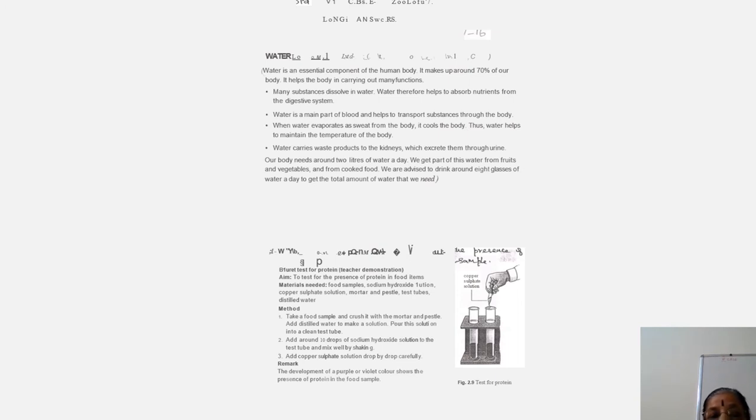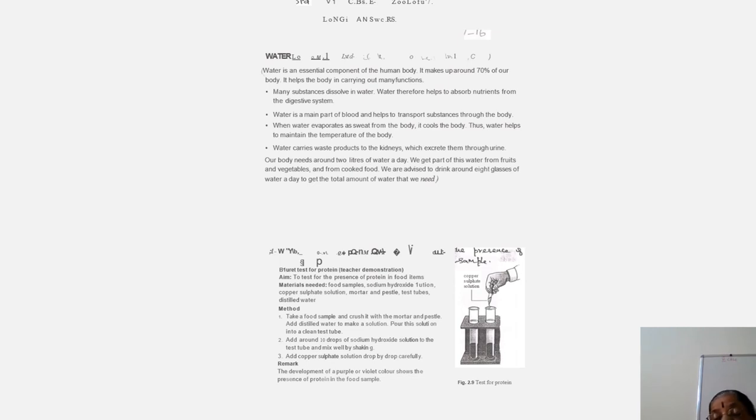The next one, this experiment. It is the test for protein. There are 2 test tubes taken with 2 food samples. In one of them there is a protein sample. What did I say the protein sample is, at the beginning of this video? It is egg white, right? In the other one, you can take something else. With the food sample, we have to add sodium hydroxide and copper sulfate solution.